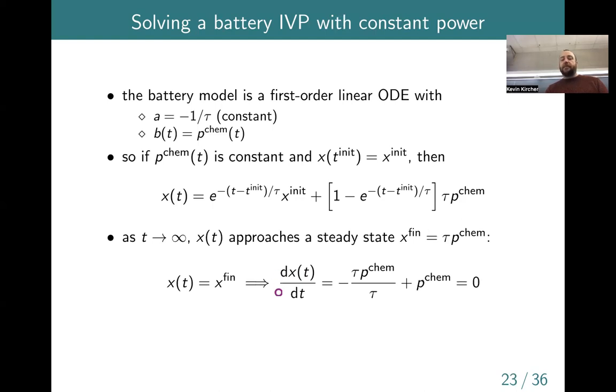So if we reach that steady state, where x is equal to this final value, then we can look back at the ODE and plug in the values. On the left-hand side we have the derivative, and on the right-hand side we have negative x over tau, and x is equal to tau times P. The taus cancel, we have a negative P here and a plus P here, so we get 0. This tells us that if we land in that final state, then we don't change at all, we just stay there forever.